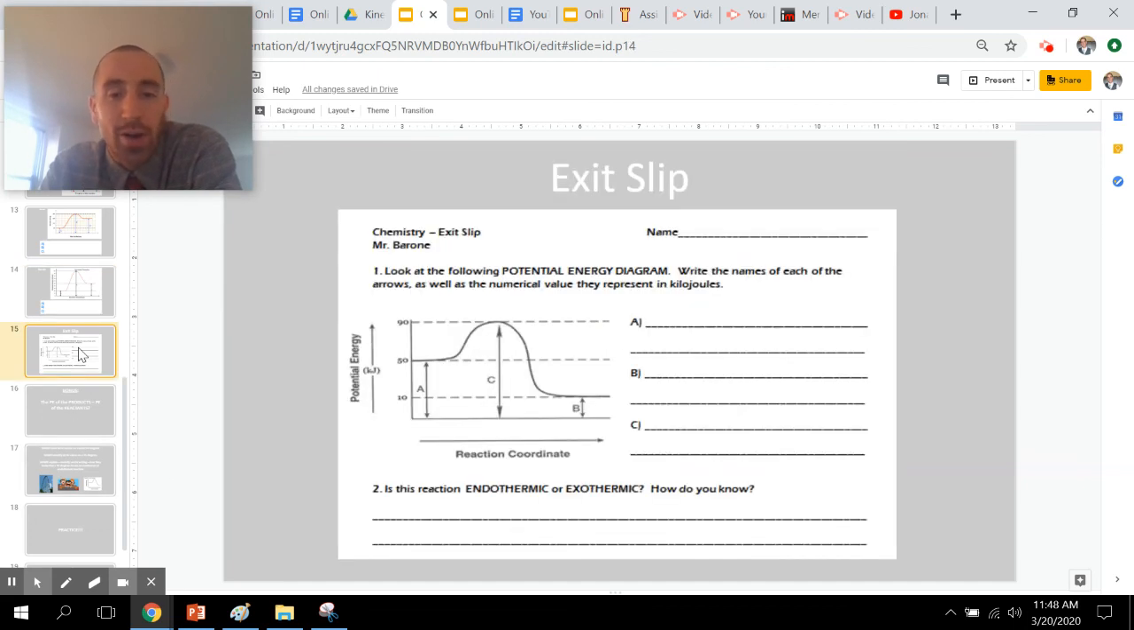All right. I am going to show you your exit slip. There's a little bit more going on here. I will post this on a Google Doc for you to label and to answer. I look forward to reading your responses.